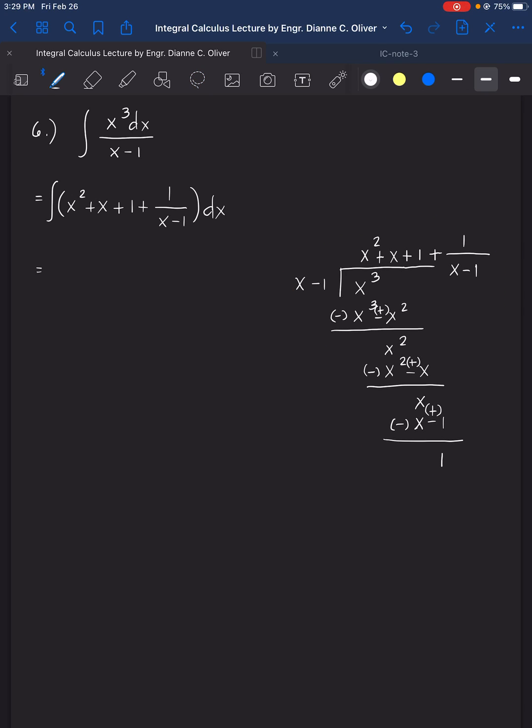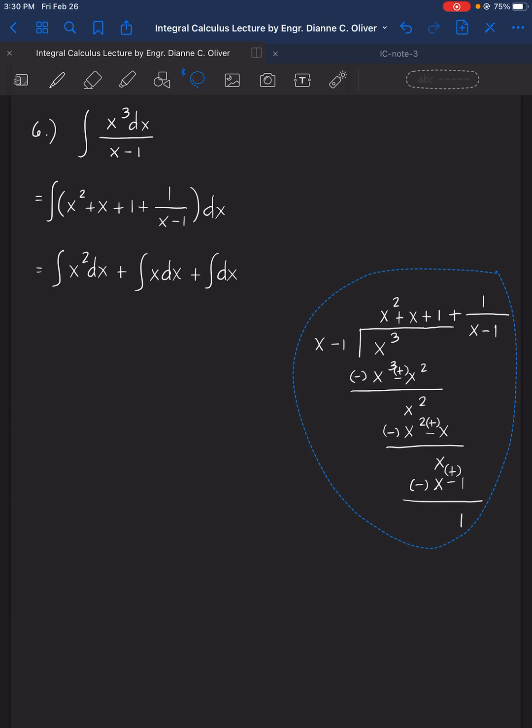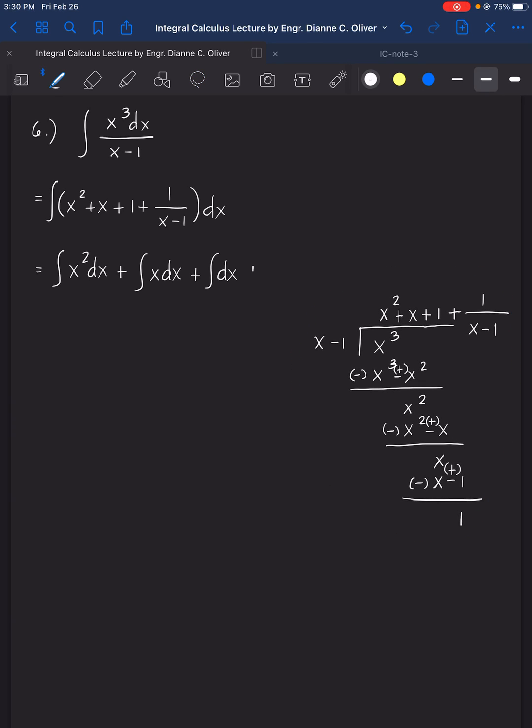So distribute the integral sign and the dx. We have here the integral of x squared dx plus the integral of x dx plus the integral of dx plus the integral of dx over x minus 1. Okay.